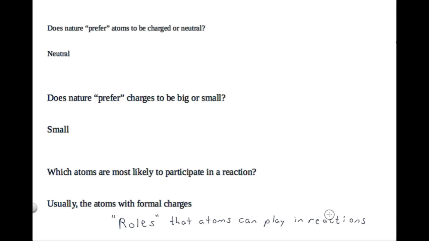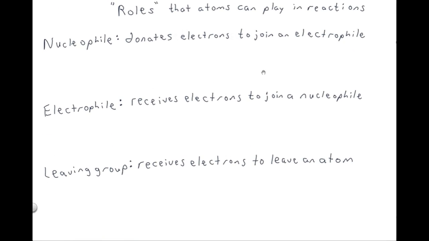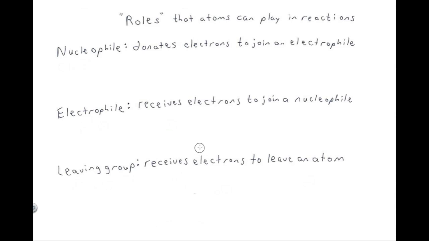Nucleophile, electrophile, and leaving group. Pause the video and define those roles. I hope, again, you came up with these definitions. Now, why is it useful to identify these roles? Well, remember, our goal for most problems is to draw the correct electron-pushing arrows. These roles help you to figure out how to draw the correct electron-pushing arrows. Let's see how that works.